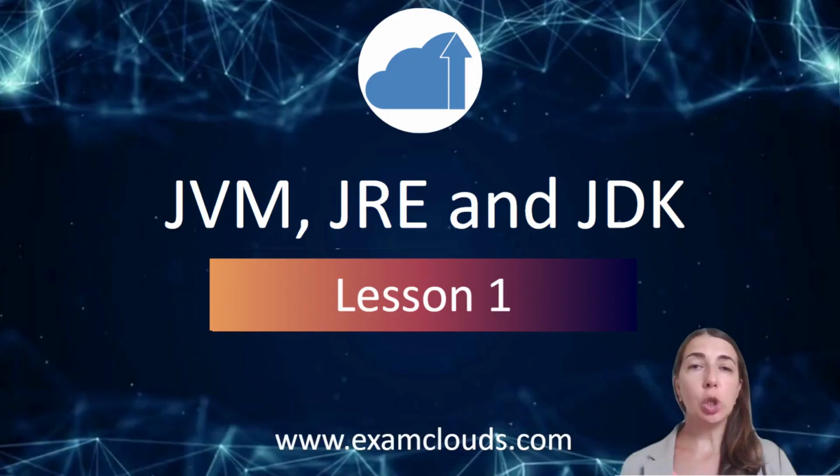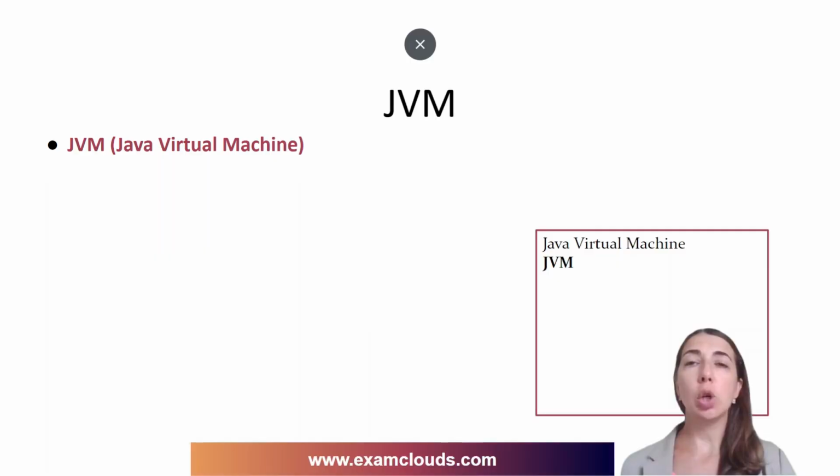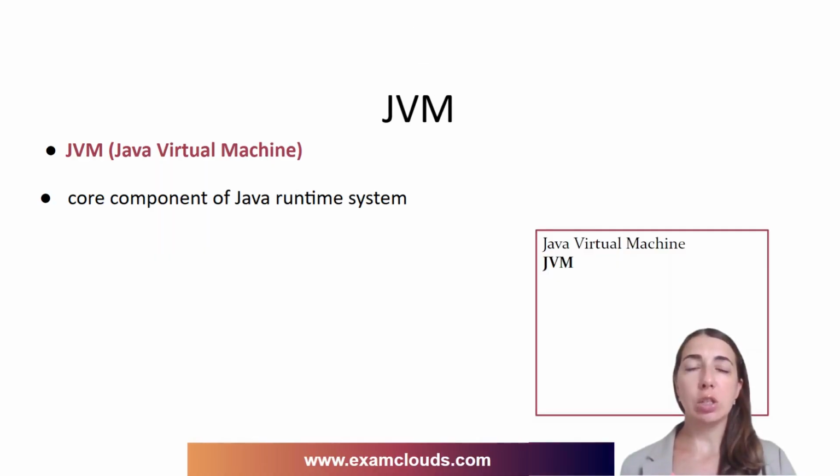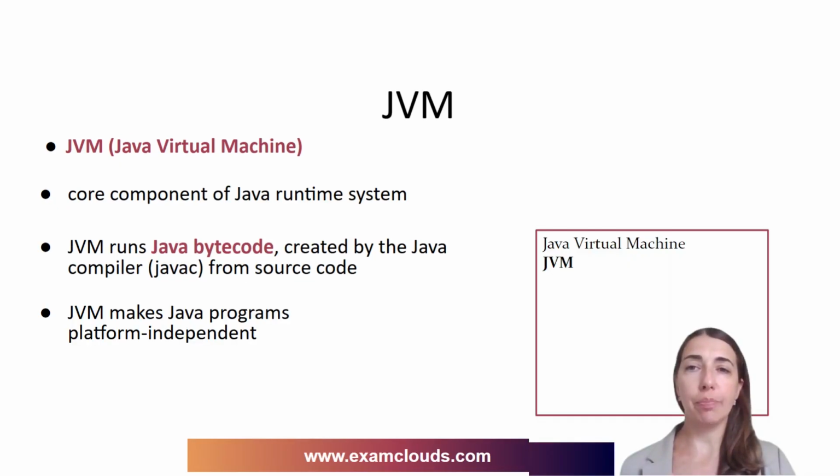In today's video, we'll be exploring terms like JVM, JRE, and JDK. Let's get started. So what exactly is the JVM? JVM stands for Java Virtual Machine. It's the core component of Java's runtime system. The Java Virtual Machine executes bytecode generated from the source code of a Java program by the Java compiler. The JVM provides a platform-independent way to execute code. Programmers can write code without worrying where or how it will run.